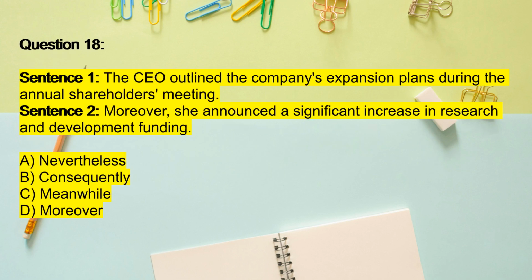Question 18. Which transition word would best connect the two sentences? Sentence 1. The CEO outlined the company's expansion plans during the annual shareholders meeting. Sentence 2. Moreover, she announced a significant increase in research and development funding.